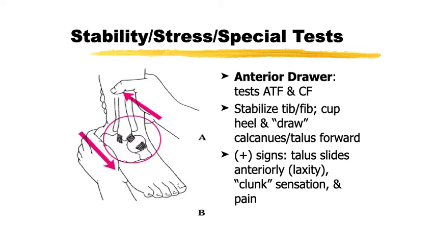We want negative tests most of the time. With the talus, the foot will slide forward when we're doing this test. That means there's laxity, and that means the ligament's gone. So if it's completely torn, it will just slide forward. You can actually hear or feel a clunk, and pain. Pain is a positive sign too. So that is for the anterior talofibular ligament and calcaneofibular ligament.